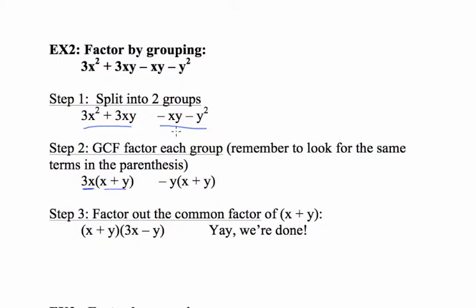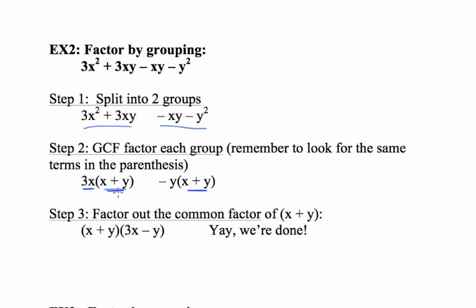And then in the second group, I have a negative y in common. Now I could have just factored out a y, but then I wouldn't have had these two match up. You need to make sure that those two match up, so that's why I had to factor out that negative y.